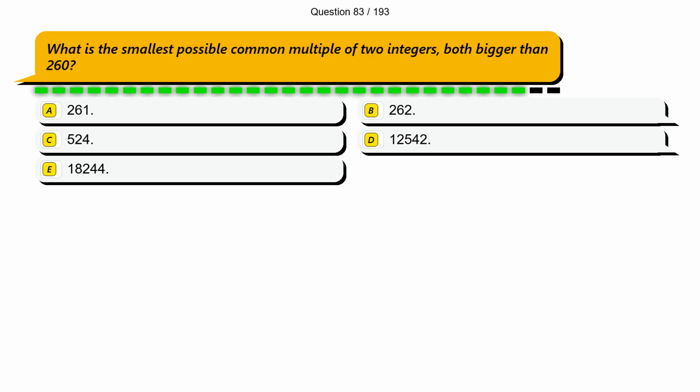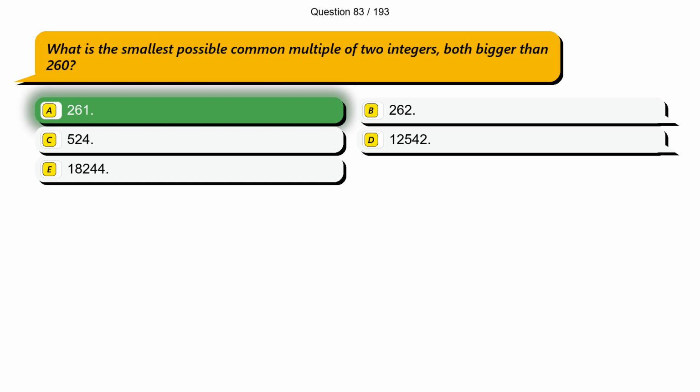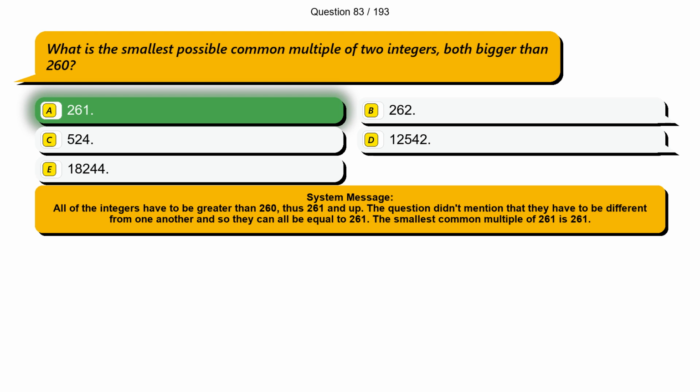Question 83. What is the smallest possible common multiple of two integers, both bigger than 260? Option A 261, option B 262, option C 524, option D 12,542, option E 18,244. The correct answer is option A, 261. All of the integers have to be greater than 260, thus 261 and up. The question didn't mention that they have to be different from one another and so they can all be equal to 261. The smallest common multiple of 261 is 261.